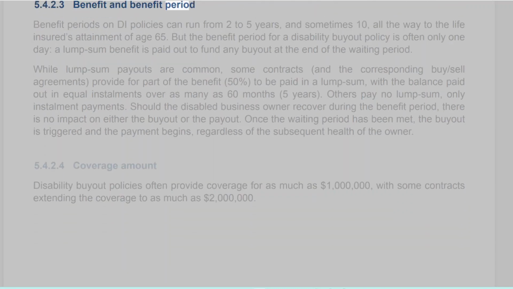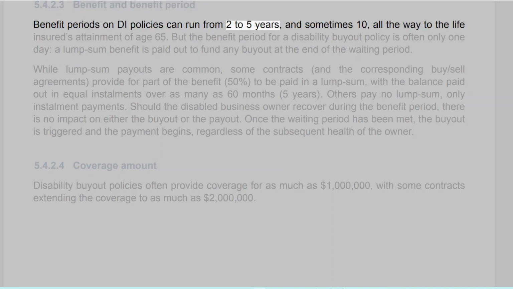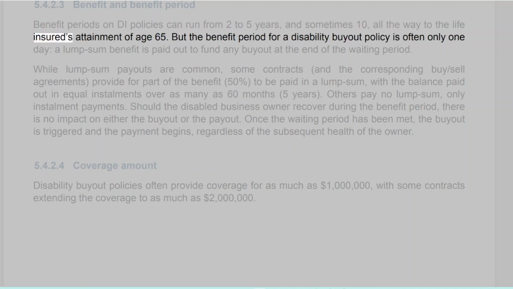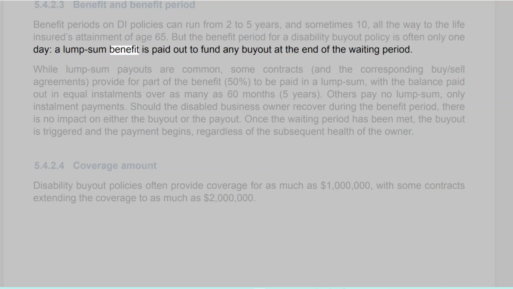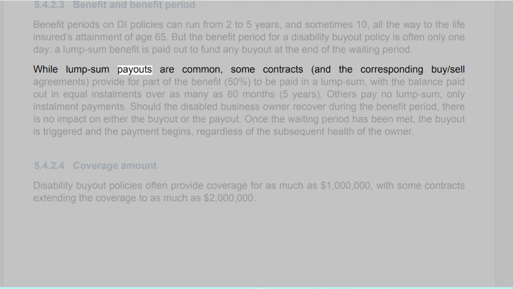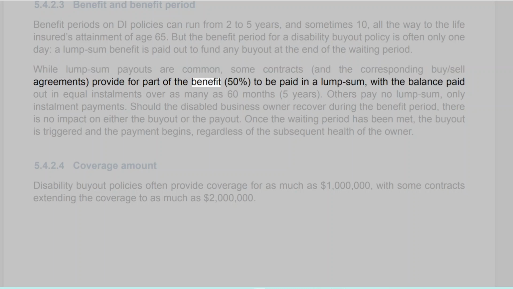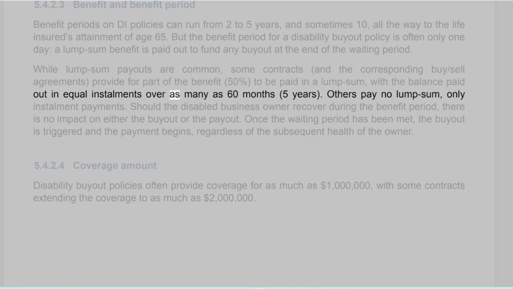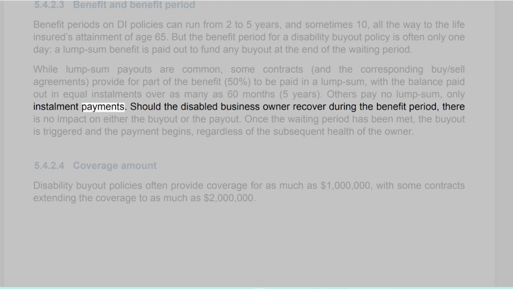5.4.2.3 Benefit and benefit period. Benefit periods on DI policies can run from 2 to 5 years, and sometimes 10, all the way to the life insured's attainment of age 65. But the benefit period for a disability buyout policy is often only 1 day. A lump sum benefit is paid out to fund any buyout at the end of the waiting period. While lump sum payouts are common, some contracts, and the corresponding buy-sell agreements, provide for part of the benefit, 50%, to be paid in a lump sum, with the balance paid out in equal installments over as many as 60 months, 5 years. Others pay no lump sum, only installment payments.